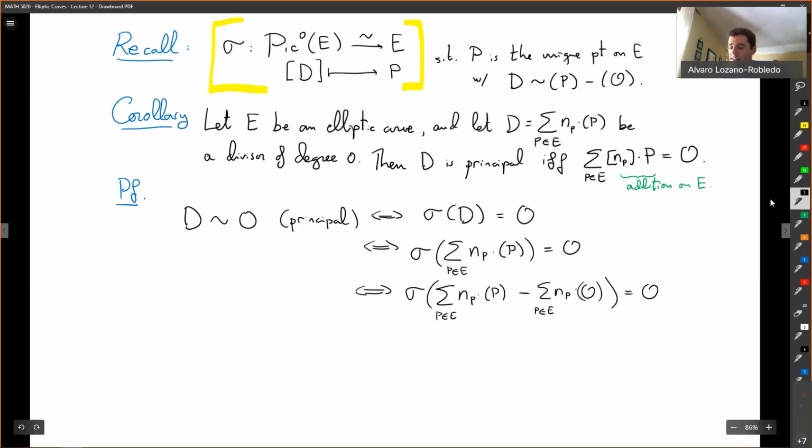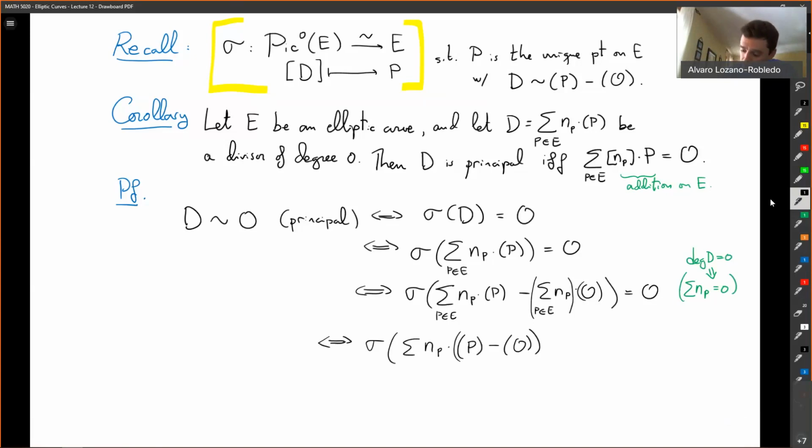is 0. Why is this? This is because I've only added 0 here. I've added 0 to the previous equation, because the sum of n_P is just, so here, maybe if you want, we can put a parenthesis here. This is just a number, which is 0. Okay. So here, we know that the degree of D is 0, and therefore the sum of the n_P's is just 0. So I can add 0 if I want to that divisor. That doesn't do anything, but it does help me that I can rewrite this as n_P times (P minus O). So basically I can bring an O if I want to, like this.